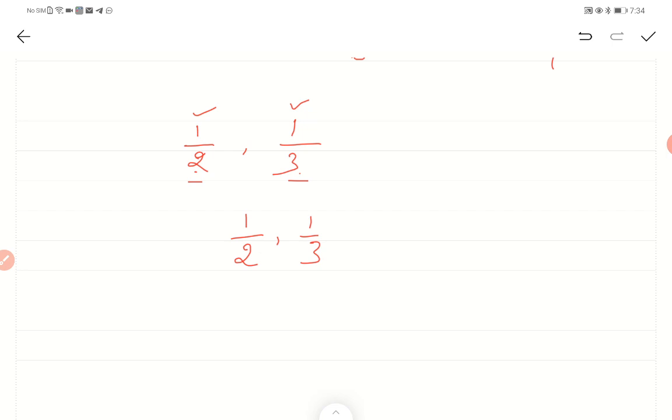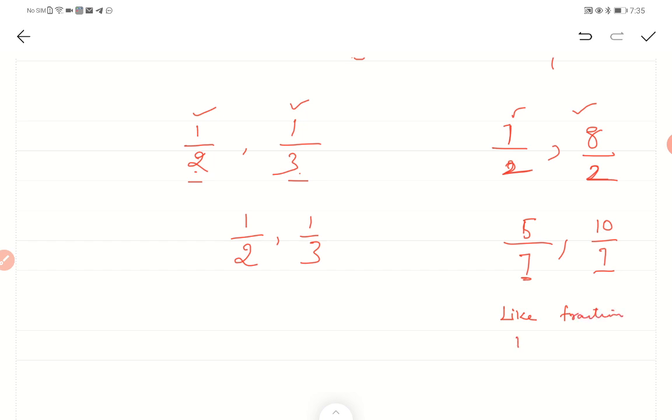How do you do that? First of all, like fractions mean you will have the same denominator. Here the denominator is 2 and here also it is 2. So I will say 7 by 2 and 8 by 2 are like fractions. And similarly, if you have something like this, tell me, are they both like fractions? Yes, because the denominators are equal. So like fractions are what? In like fractions, denominators are equal.